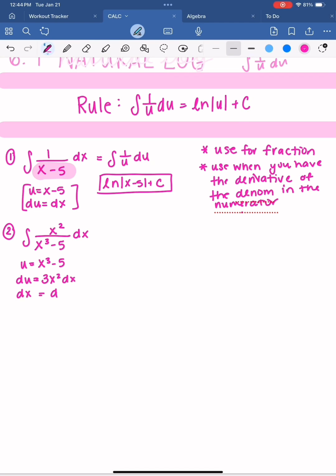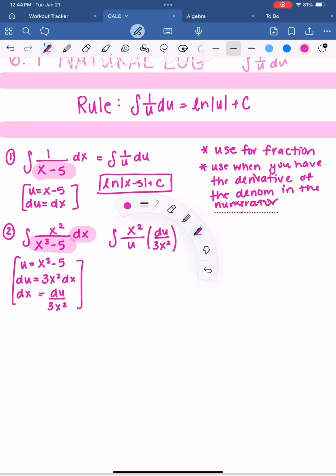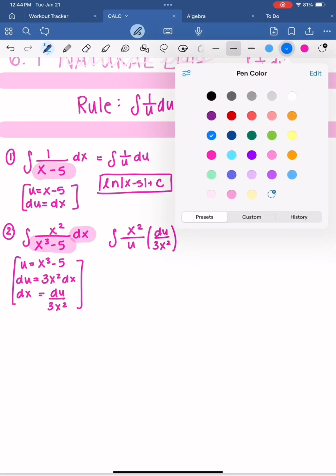And now let's get dx by itself. It's going to be du over 3x squared. Okay? We're only plugging in for u and the dx. We're not touching the thing in the numerator. It's going to cancel. We're going to have x squared over u, du over 3x squared. My x squareds cancel, so I know I did the right u sub, and we cannot forget to bring the 1/3 in front.